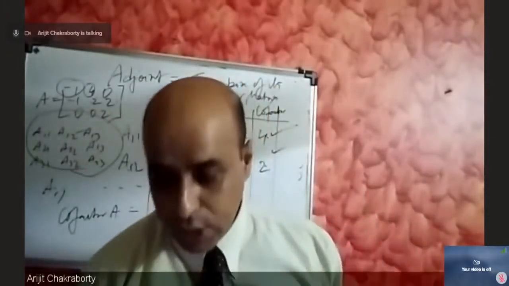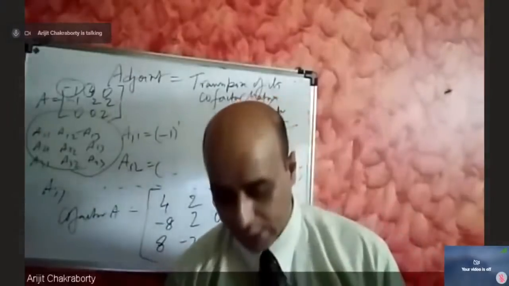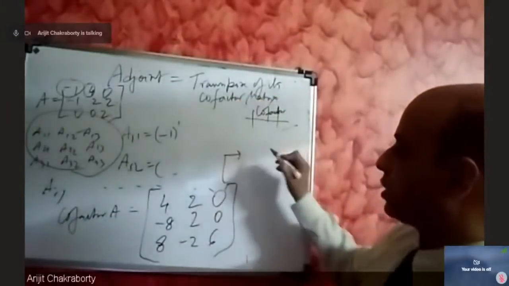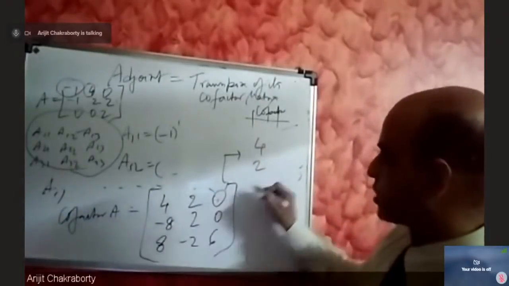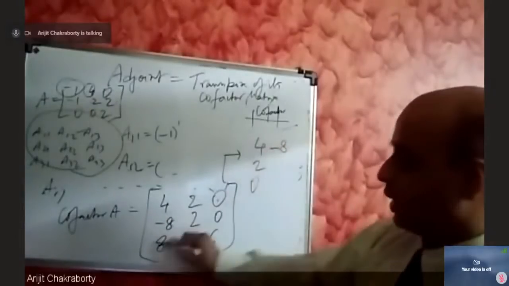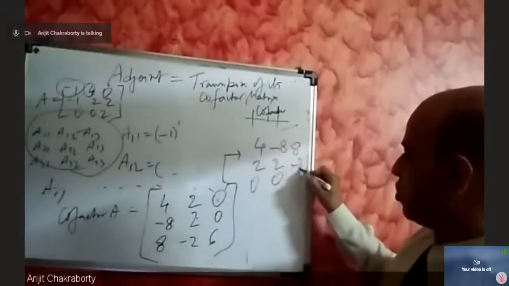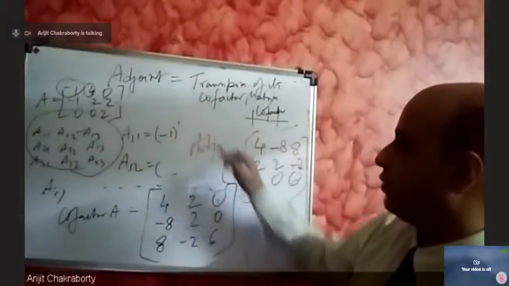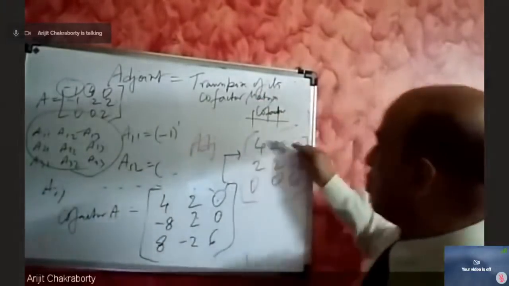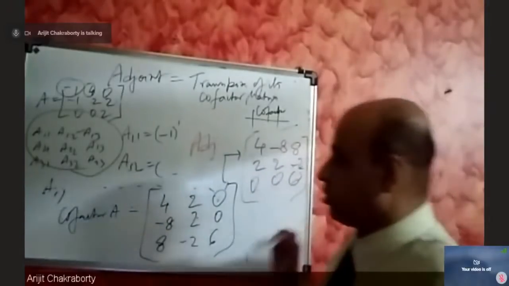Now we have to find the adjoint. The adjoint is nothing but the transpose of this matrix. So if you just transpose this matrix, you will get the adjoint. 4 will remain as it is. This 2 will come down, 0 comes down here. Minus 8 comes up. 2 remains as it is, 0 will come down, minus 2 goes up, 6 is here. So the adjoint matrix is 4, minus 8, 8; 2, 2, minus 2; and 0, 0, 6.